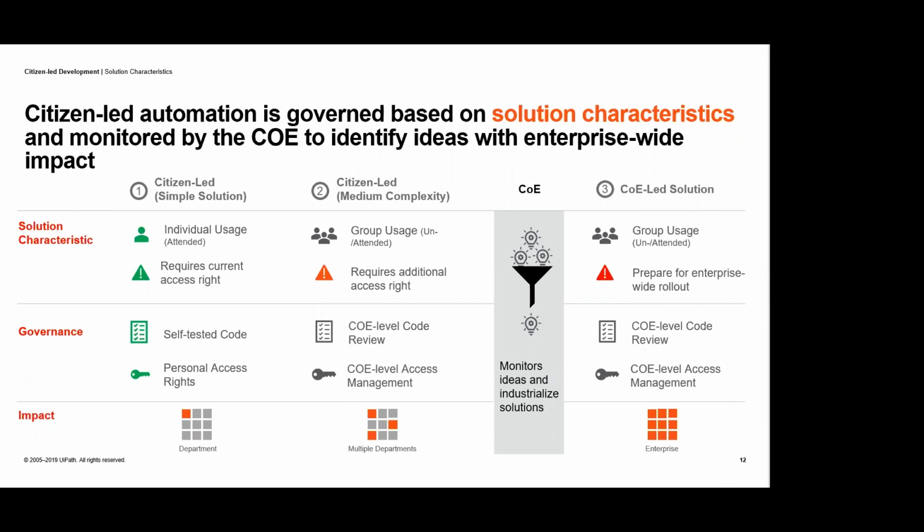Moving towards the right, we have citizen-led automations with medium complexity. It may be for a team to use instead of one person, require external access rights because multiple people might be using it. It should also go through more stringent code review, COE level code review, and access management. Impact will be higher than the self-use case because multiple teams, multiple departments could be using it. And then on the far right is the COE-led automations. I'm just showing it here for comparison purpose, but as part of this presentation, we'll focus on citizen development.